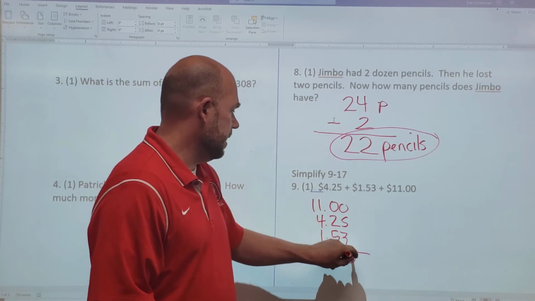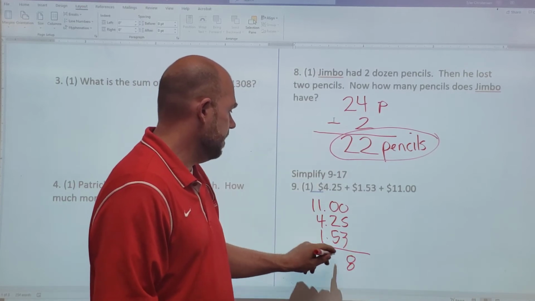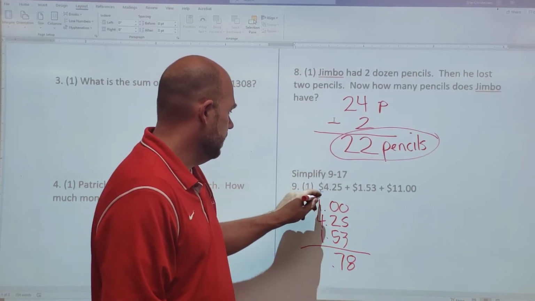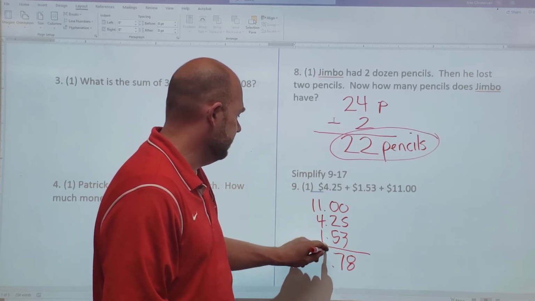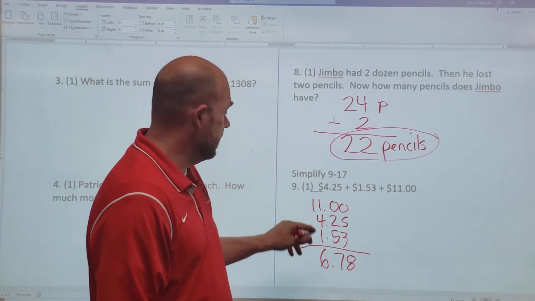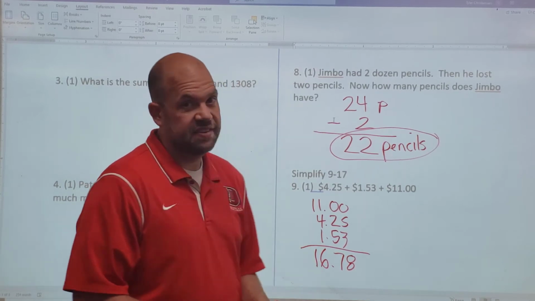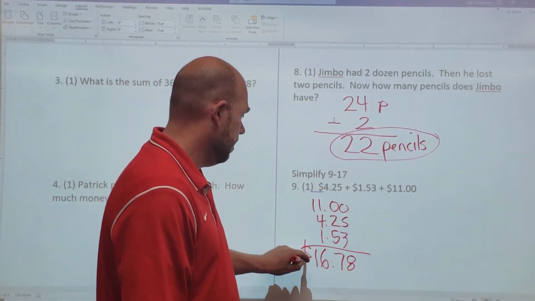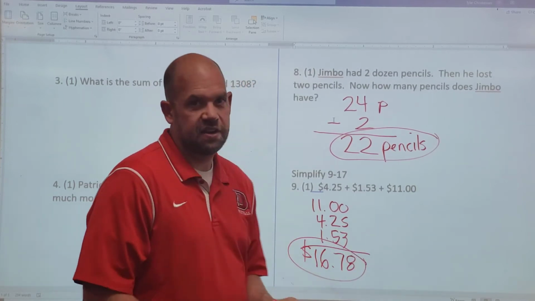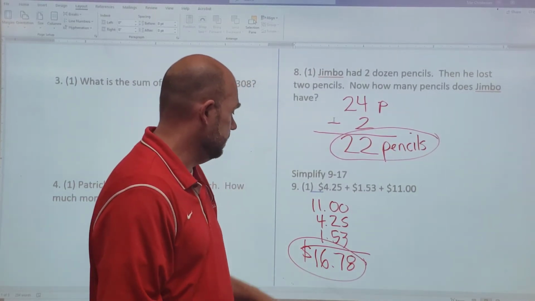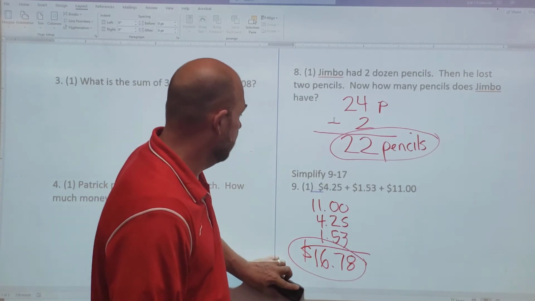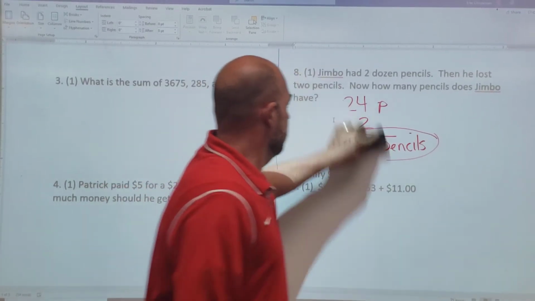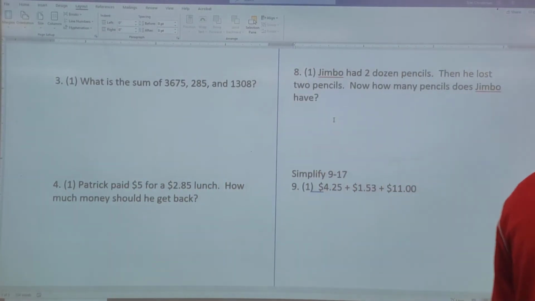5 plus 3 is 8. 2 plus 5 is 7. Then 1 plus 4 is 5 plus 1 is 6. And then I've only got 1 in that last column. 1. 1678 would be marked wrong because they're asking how many dollars. So it'd be $16.78. Okay? Make sure that you get that dollar sign on. All right, and then we'll scroll down for number 10.